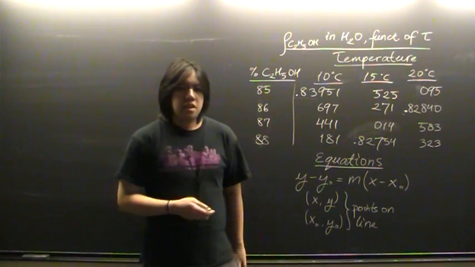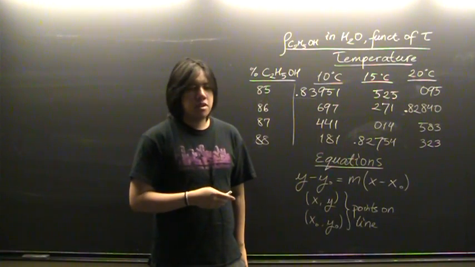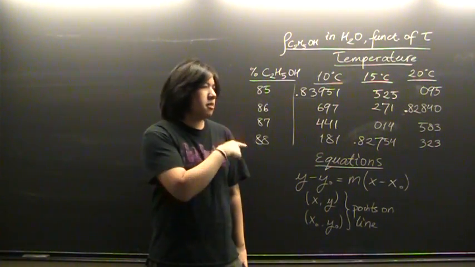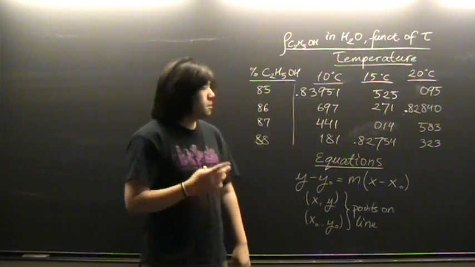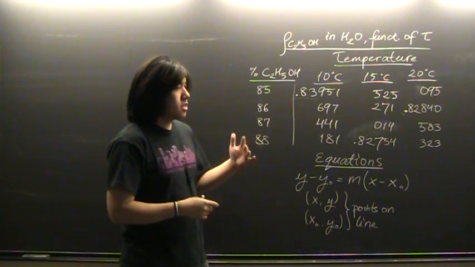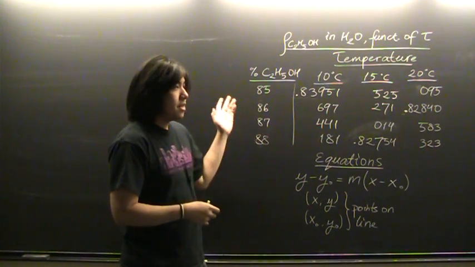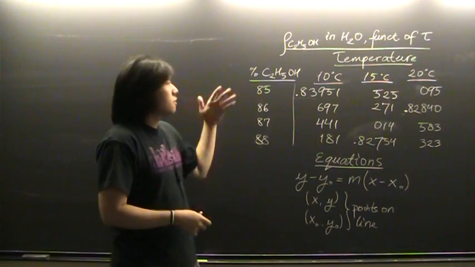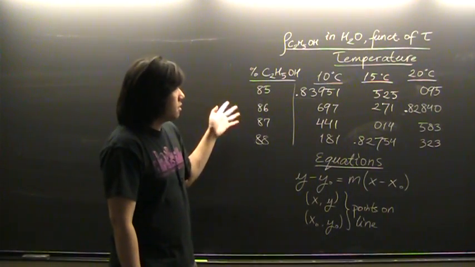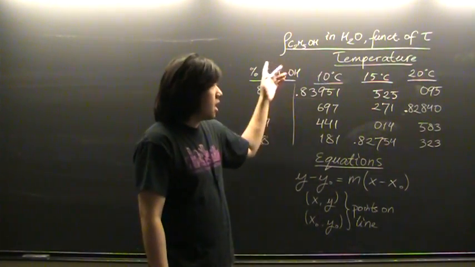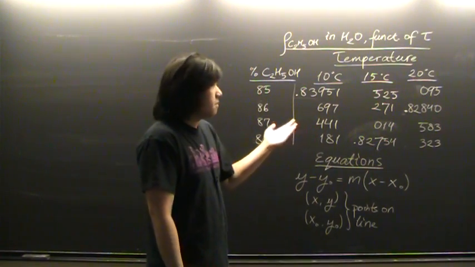Hey guys. So for the chemical processes lab, you guys will be required to use a table that looks like this, which describes the specific gravity of ethanol in water as a function of both temperature and the weight percent ethanol. So of course on the left-hand side you have the weight percent ethanol, on the top you have the temperature, and in the middle you have the specific gravities.